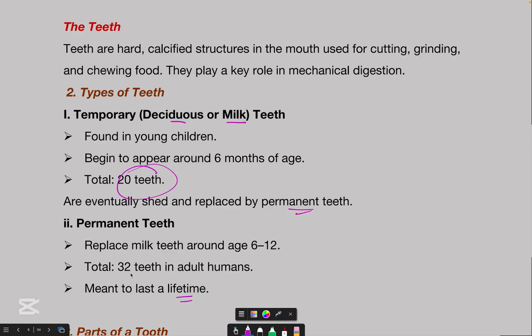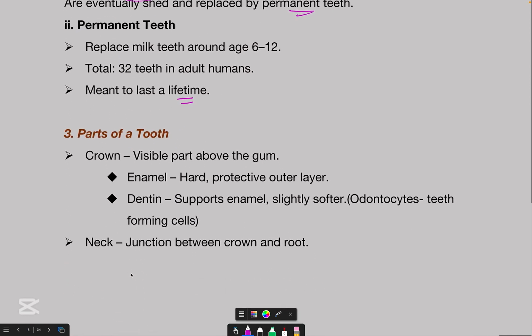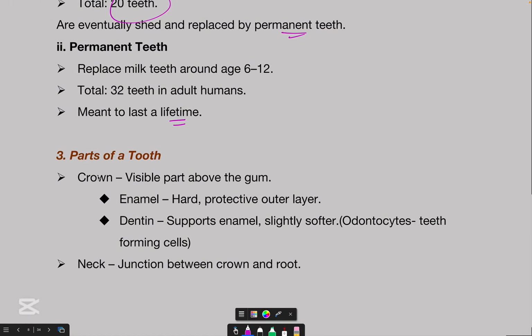So there are two basic types of teeth. We have the temporary or deciduous or milk teeth, and then we have what? Permanent teeth. Now, the teeth have three main parts: the crown, the neck, and the roots. The crown is the visible part above the gum. It comprises the enamel, the hard protective layer of the teeth.